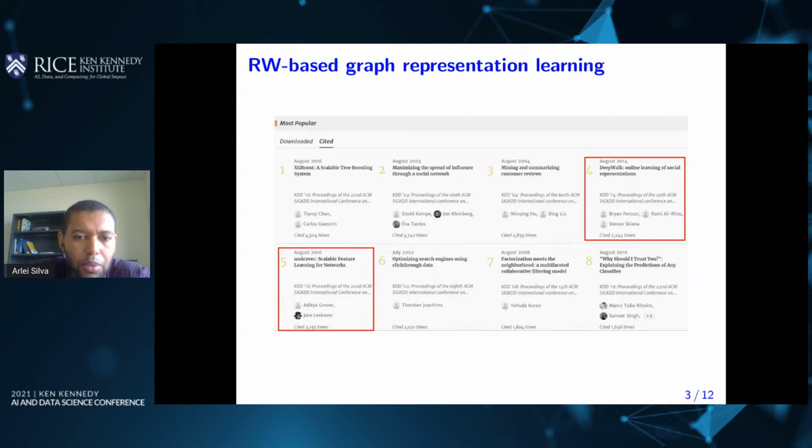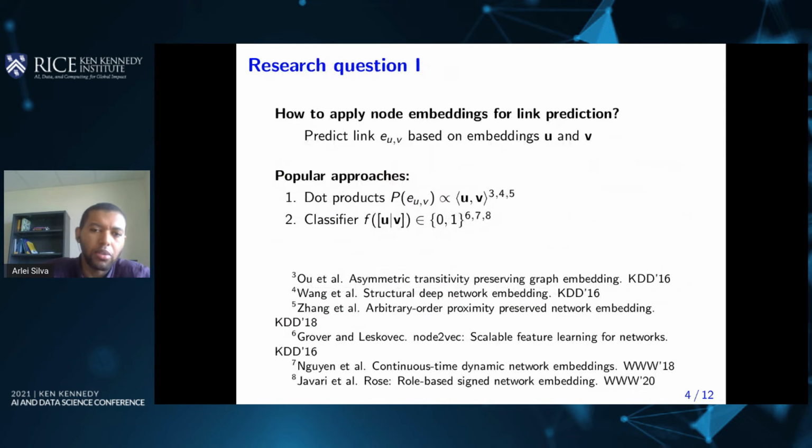Here I'm listing the 8 most cited papers in the KDD conference. It's the most important conference in data science in the ACM. And you can see here that of the top 8 most cited papers, 2 of them are on representation learning on graphs, so DeepWalk and node2vec. So this is a very popular problem, both in academia and also in industry, because it has a lot of applications. However, there are some very important questions that, especially if you're a practitioner and you want to deploy this in your application, might be left open because these have not been addressed in the literature.